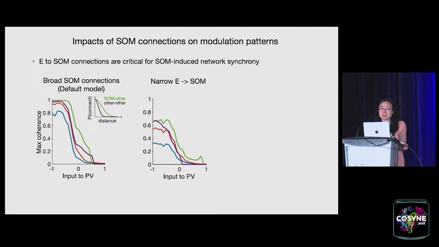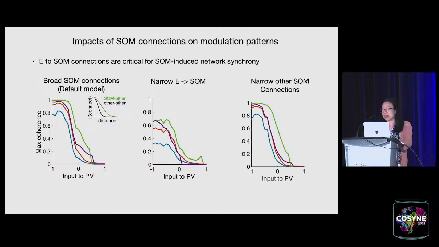Second, we found that the E to SOM connections are critical for SOM-induced network synchrony. When we narrow the spatial footprint of E to SOM connections, we can see that the maximal coherence achieved in this network with modulation is much lower than that in the default network with broad SOM connections. In contrast, when we narrow other SOM connections, we see no changes in the coherence level.